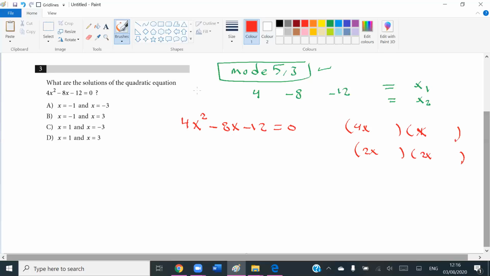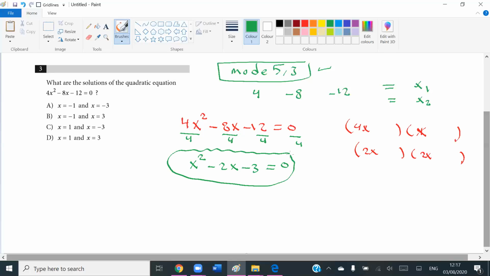But if you can see now, if we divide all the terms by 4, this term by 4, and this one by 4, and this one by 4, and the right side also by 4, you will get 4x squared divided by 4, it will be x squared, and negative 8x divided by 4, negative 2x, and negative 3 equals 0 over 4, 0. Now we are dealing with this simple equation. It's more simple, so now we can make our factoring.